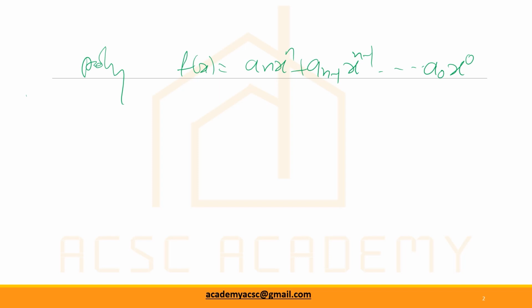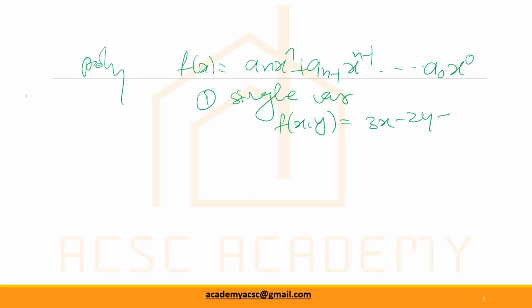and they are: there has to be a single variable. If I have an equation f of x comma y, something like 3x minus 2y plus 4, then this does not qualify as a polynomial because it is a bivariate, or in that sense multivariate equation. So such equations are not said to be a polynomial.